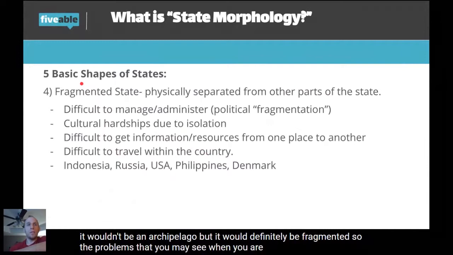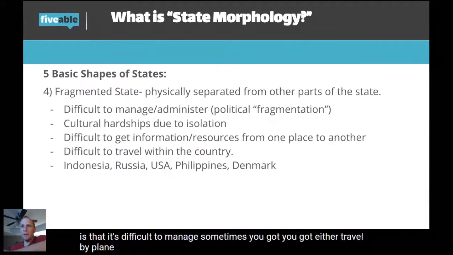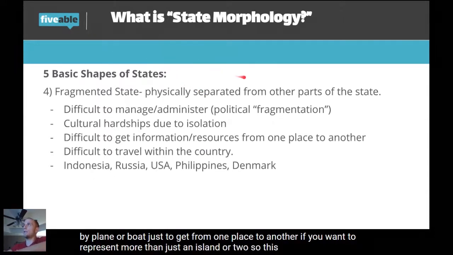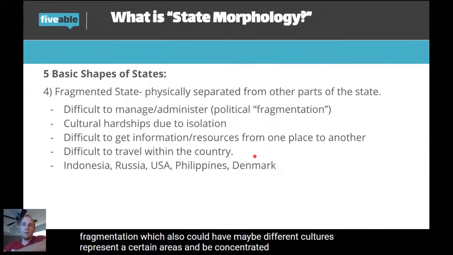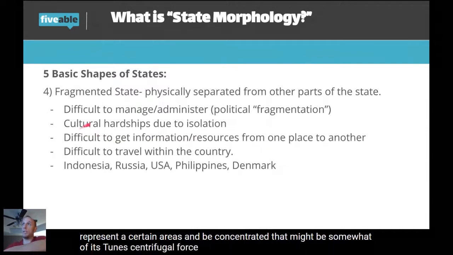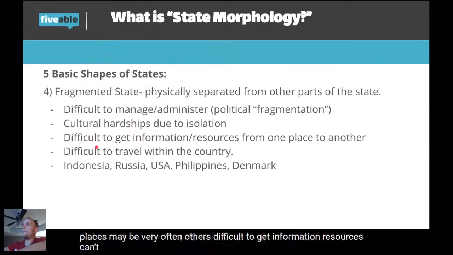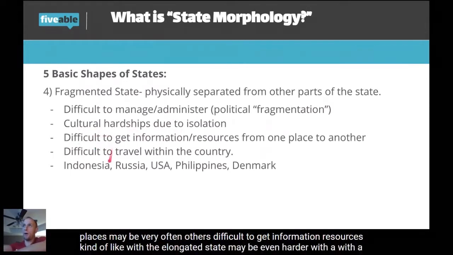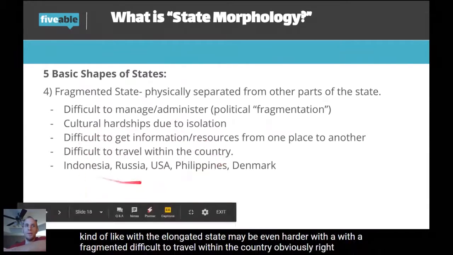So the problems that you may see when you are living in a fragmented state is that it's difficult to manage sometimes. You've got to travel by plane or boat just to get from one place to another if you want to represent more than just an island or two. So this could lead to political fragmentation, which also could have maybe different cultures represented in certain areas and be concentrated, that might be somewhat of a centrifugal force. Cultural hardships due to isolation. Some places may be better off than others. Difficult to get information and resources, kind of like with the elongated state, maybe even harder with a fragmented. Difficult to travel within the country, obviously, right?